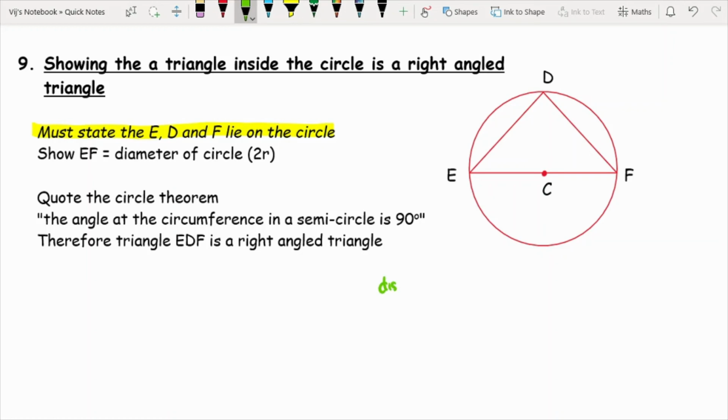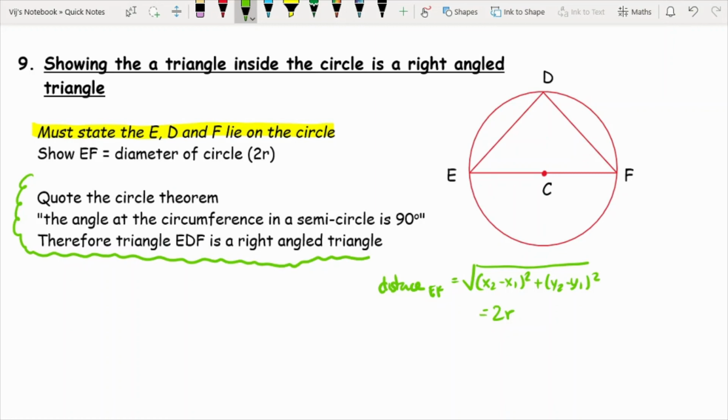So the distance of EF, we use the formula square root of x2 minus x1 squared plus y2 minus y1 squared, and that's all square rooted. And we show that that's equal to 2 lots of the radius. Now if that is the case, then EF is the diameter of the circle. And once you've got that, we then need to quote the circle theorem, which states that the angle at the circumference in a semicircle is 90 degrees. And so if that is the case, then your triangle will be a right angle triangle.